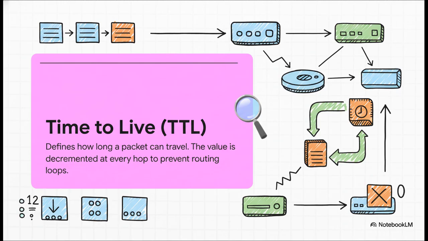That's where something called time to live, or TTL, comes in. It's basically a countdown timer. Every time the packet hops to a new router, the number goes down by 1. If it hits 0, the packet is just deleted. It's a simple but absolutely crucial safety net that stops the internet from getting clogged up with lost data.